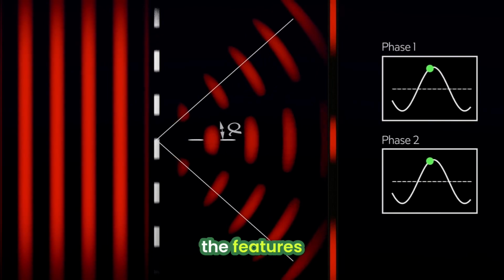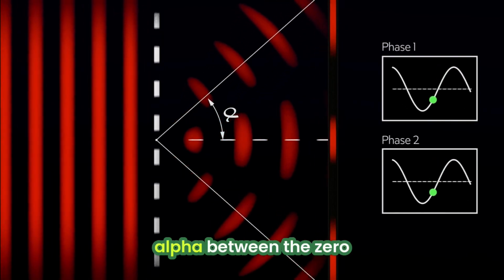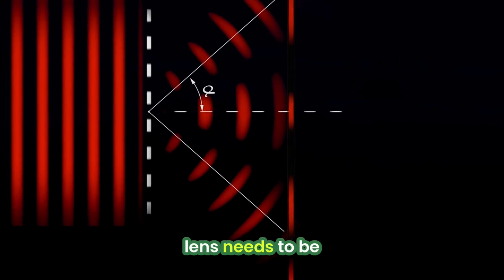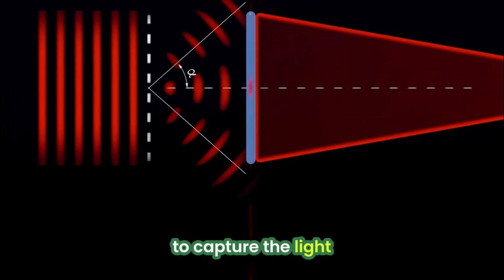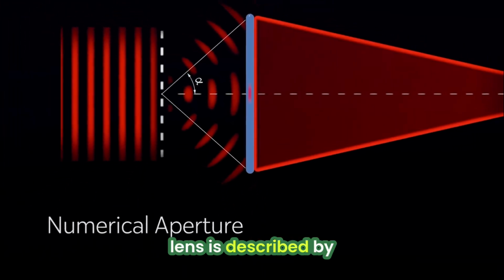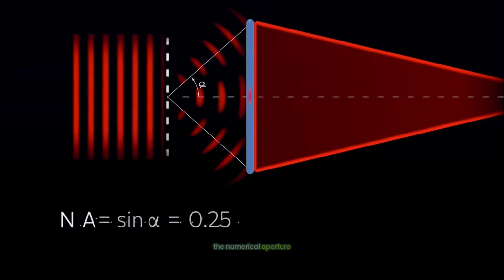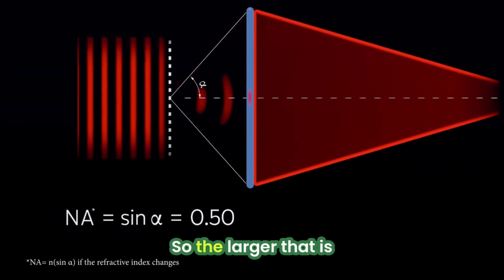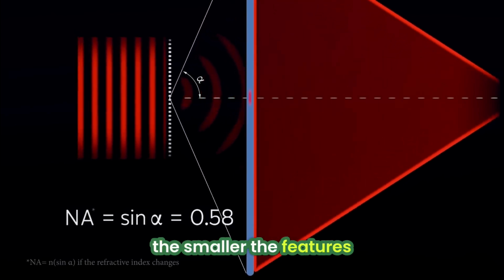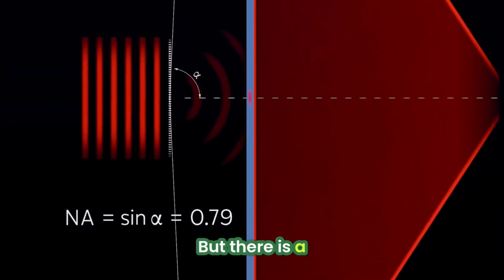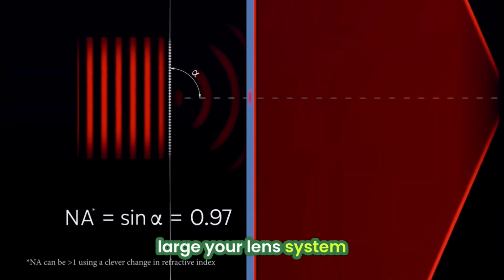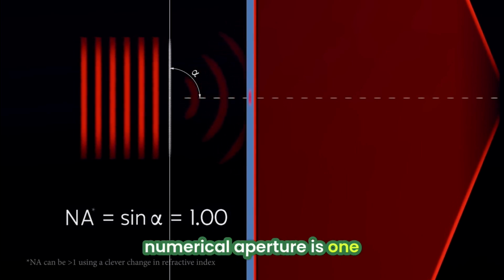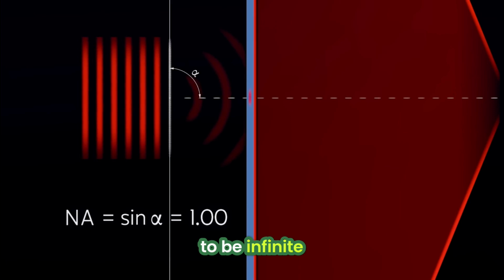The smaller you make the features, the larger this angle alpha between the zero and first orders becomes. So the larger your lens needs to be to capture the light. The size of the lens is described by the numerical aperture, or NA for short, which is just the sine of this angle. So the larger that is, the smaller the features you can print. But there is a hard limit to how large your lens system can be. When this angle is 90 degrees and your numerical aperture is 1, well, your lens would have to be infinite.